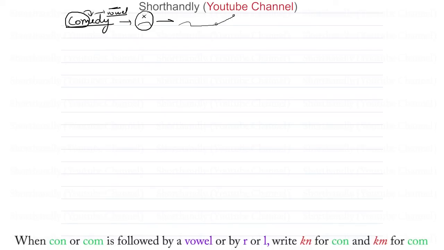So we have this first K, then we have this M, then we have these two vowels, which are small circles, and a D. So this is K M A D E. So this is comedy. This statement simply means that whenever we have a vowel, we have to make this KN individually, this KM individually to represent this com.